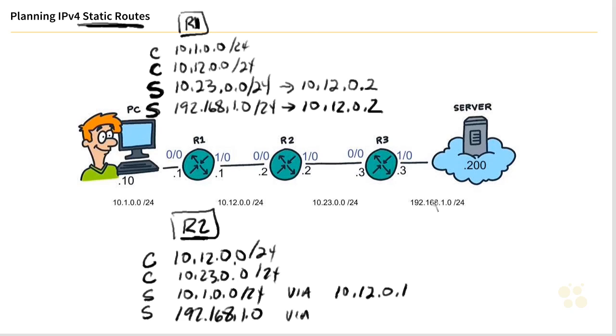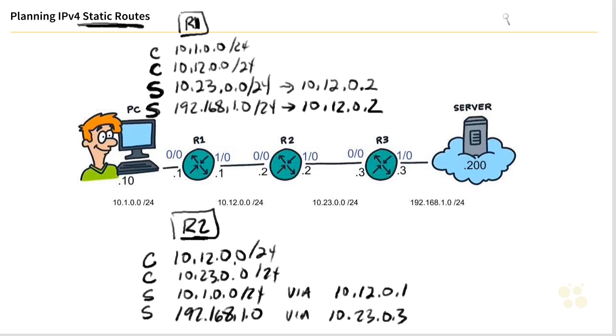Now, at this point, if you're thinking, wow, this could be R3, you'd be spot on. And more specifically, on R3, which interface would R2 use as the next hop? And the answer to that would be the interface right here that R2 can reach, which would be 10.23.0.3. So we'll put that as the next hop, 10.23.0.3. And with this configured, R2 now knows how to get to everything. Two networks it's directly connected to, and two networks that it has static routes for.